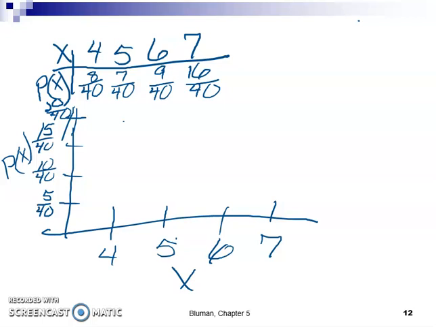So on the 4, we're going to center a bar. I'm going to estimate about 8/40. Center a bar on the 4. And then estimate about 7/40. So it's a little bit less on the 5. And then 9/40, that's a little bit more. So not quite 10.